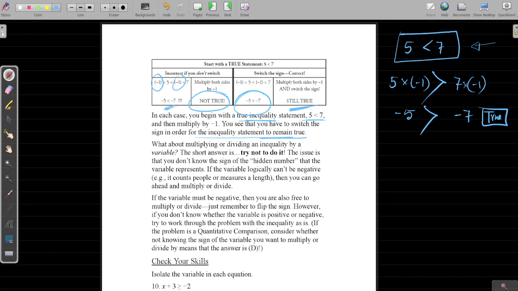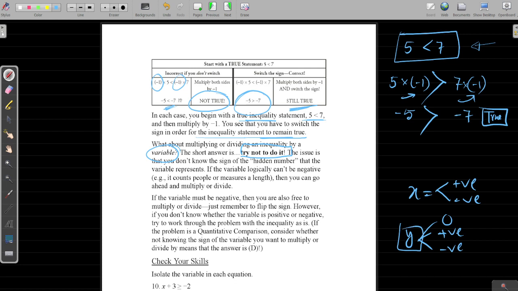So what about multiplying or dividing an inequality by a variable? Here you are multiplying with minus 1, here you are multiplying with minus 1. What if you multiply by a variable, suppose x, or divide by a variable, suppose y? The short answer: try not to do it, because you don't know the variable's value. Is it positive or is it negative? If I ask the value of y, you don't know, because the variable's value is unknown. It can be positive, it can be negative, sometimes it can be zero. So it is not really possible, and that's why you should try not to do this.